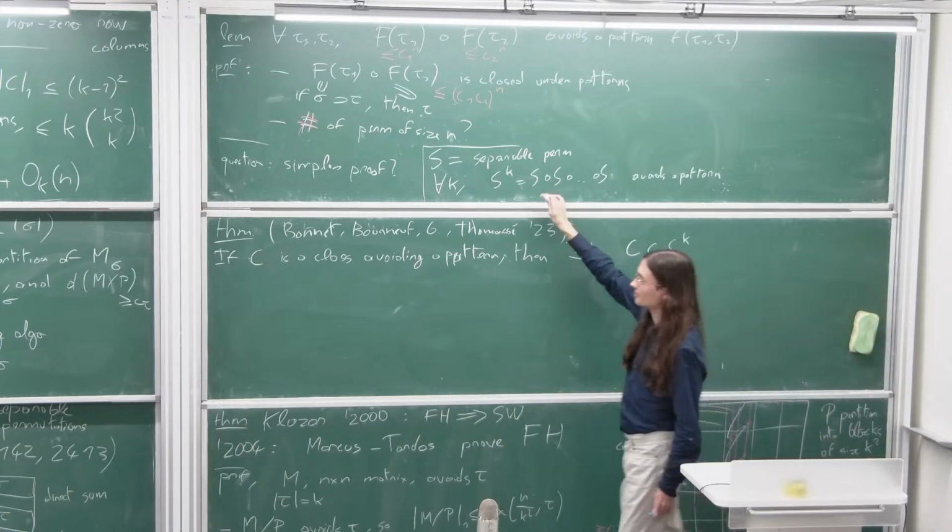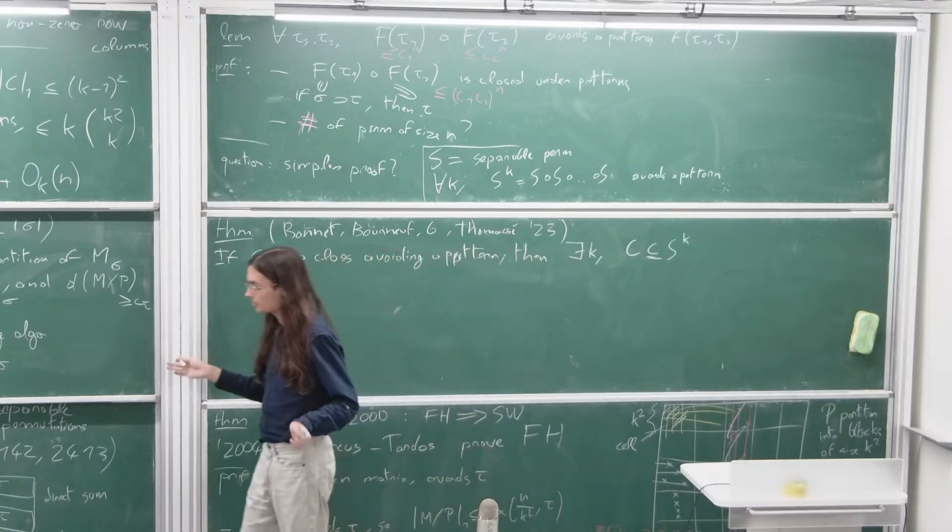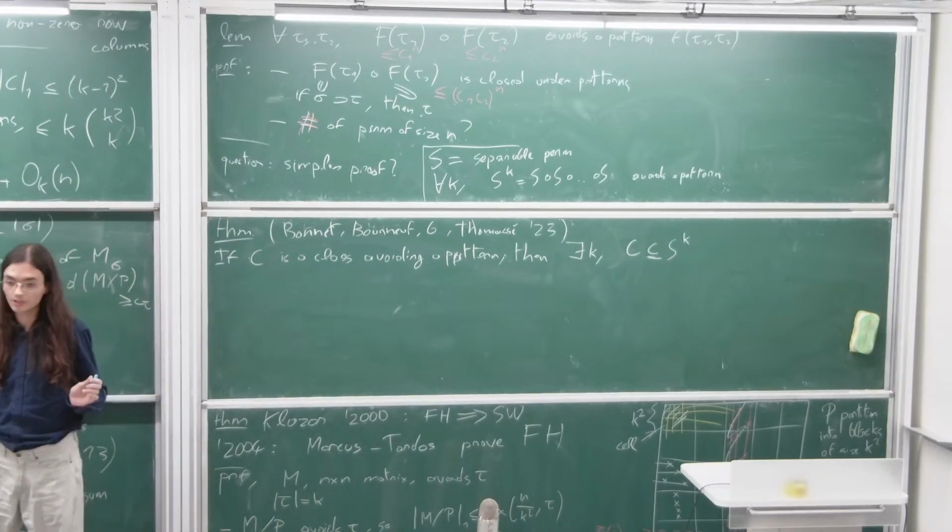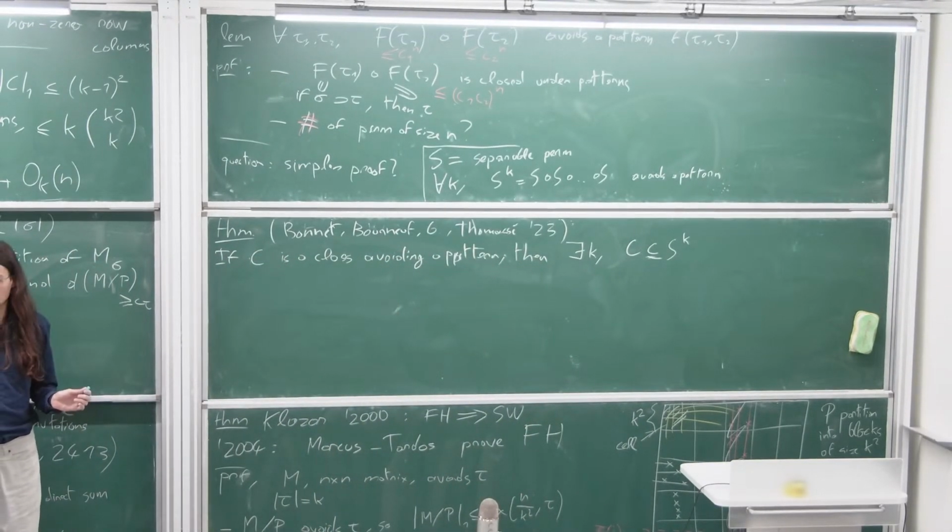So, again, if you have separable permutations, if you allow unbounded products, you will get every permutation. In fact, you only need length log n, it's a big O of log n. It's just a sorting algorithm. If you bound the length, then you avoid the pattern. But if you take sufficient length, you will get every possible class avoiding a pattern.